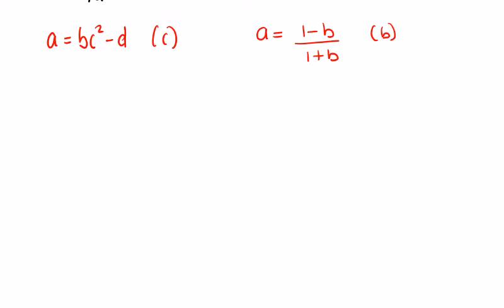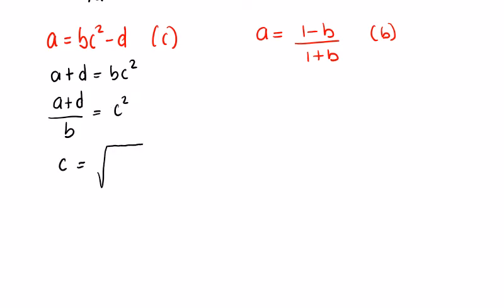So pause the video and try these two. First one in terms of c, second one in terms of b. Okay, so we want c on its own. So we're going to have a plus d is equal to b c squared. A plus d over b is equal to c squared. So c would have to be the square root of the whole fraction, a plus d over b. And you guys know this could be written, you don't have to write it like this, but when we have a square root of a fraction, it's the square root of the top over the square root of the bottom. So either one of these are fine.